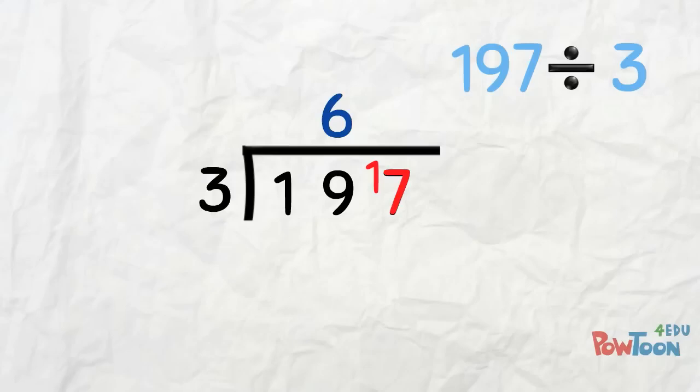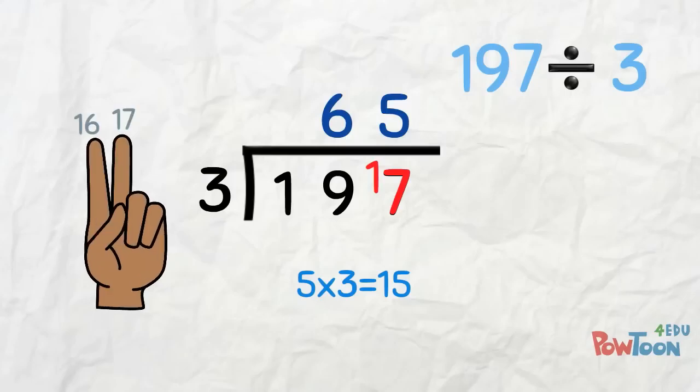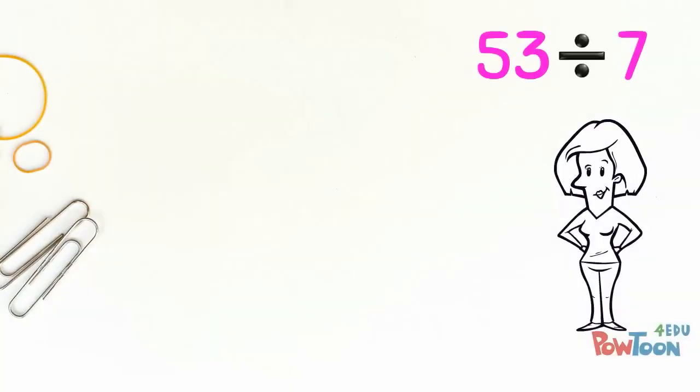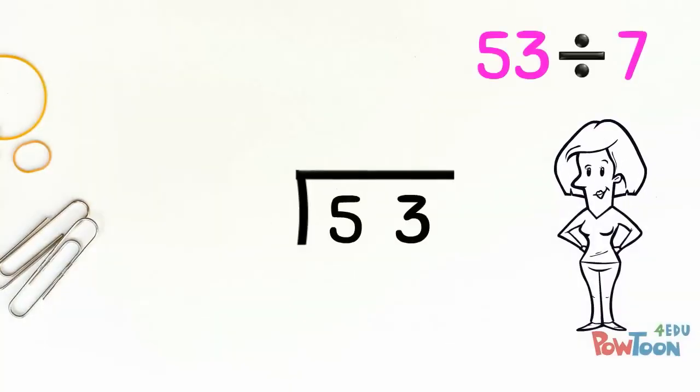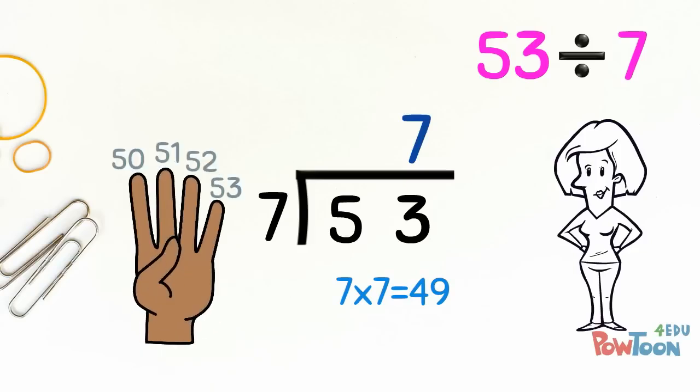Now, how many 3s in 17? 5 3s are 15, then count on to 17. 16, 17. That's a remainder of 2. And we're done. When you're working on division problems, you're going to get remainders. You might find it easy to use your fingers to help you keep count, as I just showed you. Lots of students do.